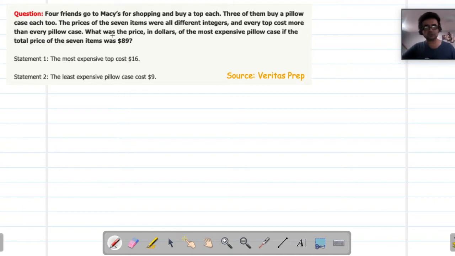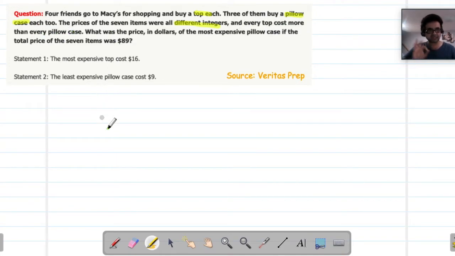That brings us to this question from Veritas Prep. It's a very, very good question to demonstrate these kinds of concepts. And it is about 4 friends. The 4 friends go to Macy's for shopping to buy a top each. 3 of them buy pillowcases. Also given that there are 7 items now, 4 tops and 3 pillowcases, and they're all different integers. And also given is that every top costs more than every pillowcase.